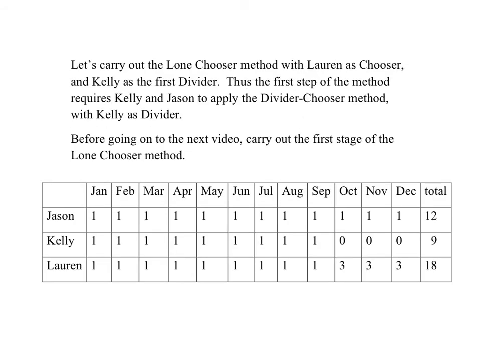For our first run through this example, let's carry out the lone chooser method with Lauren as the chooser and Kelly as the first divider. Let's follow out the logic of this. The first step requires Lauren essentially to leave the room and leave Kelly and Jason to apply the divider-chooser method just between the two of them. And we've been told in advance that Kelly is going to be the divider within the divider-chooser method. Before going on to the next video, carry out this first stage of the lone chooser method.